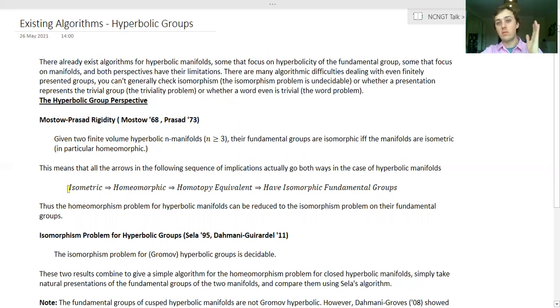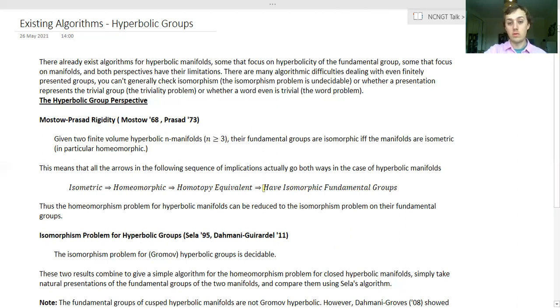This is the regular, general sequence of implications you might be using when dealing with geometric manifolds. The fact that two geometric manifolds are isometric implies that they're homeomorphic. That homeomorphism is in particular a homotopy equivalence, and thus it induces an isomorphism on their fundamental groups. All of these implications, in the case of hyperbolic manifolds, turn out to be equivalences. You can take this whole sequence and send it back the other way.